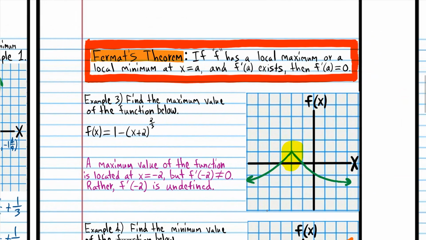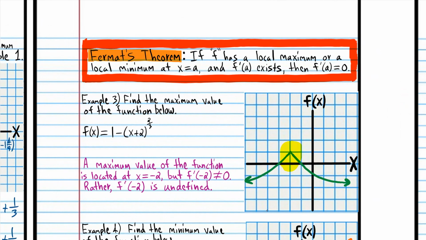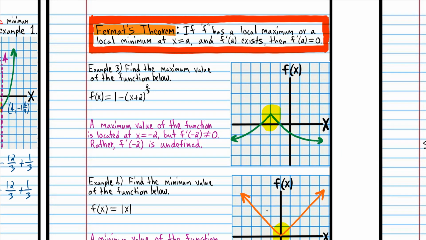So Fermat's theorem is just a way to kind of state the obvious. If you want to find the maximum values and the minimum values, you have to find the derivative of the function and set it equal to 0. Or you can sometimes find the absolute maximum value or the absolute minimum value of a function at endpoints, but again, this is talking about local maximum and minimum values.